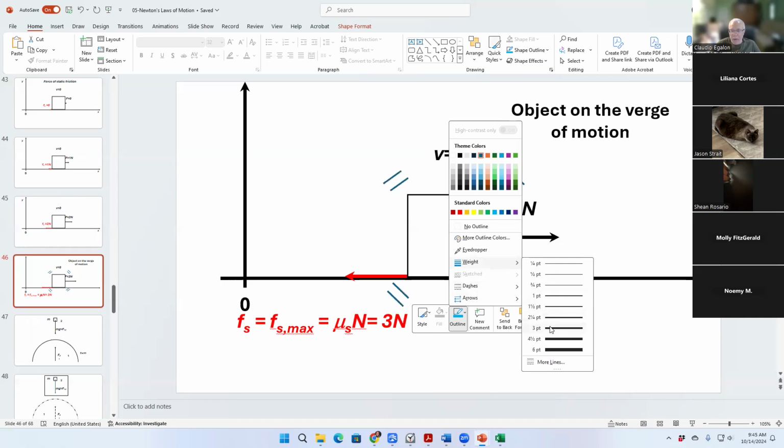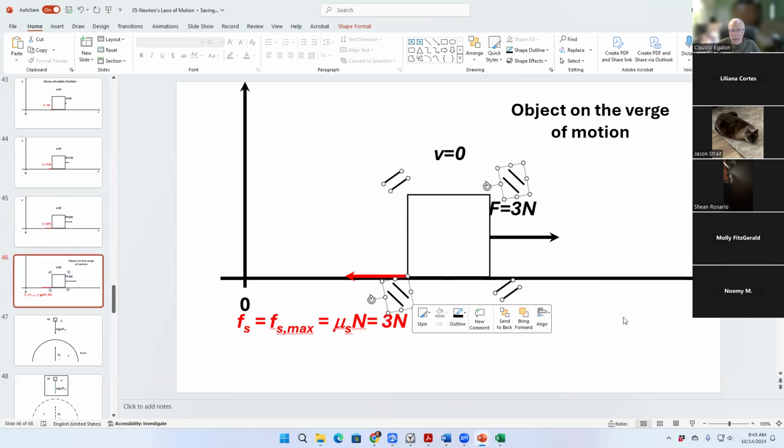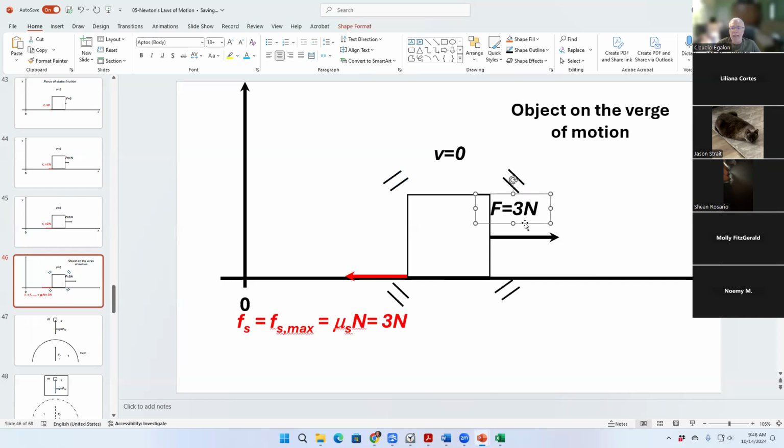Make it a little bit thicker, and I want it to be black as well. So there is a point where the object comes to be on the verge of motion. That's how it works, okay? A force just above 3 newtons, in this case, for instance, if you apply a force just above 3 newtons, the object starts moving, okay? Verge, let's put it here, verge of motion.